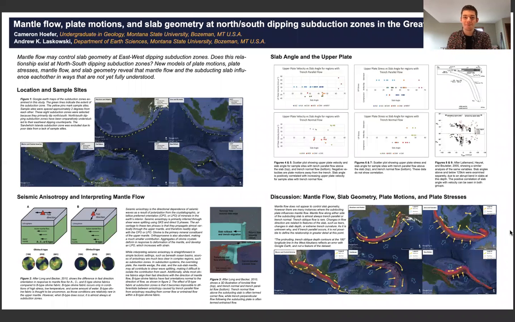Hey guys, my name is Cameron Hoefer, and today I'm going to be talking to you about mantle flow, plate motions, and slab geometry at north-south dipping subduction zones in the Greater Pacific.